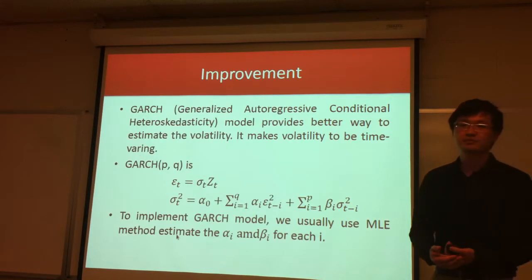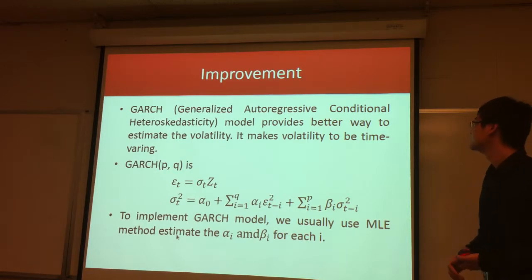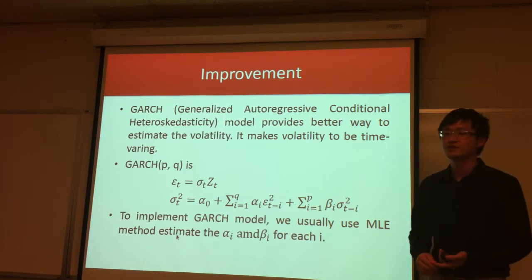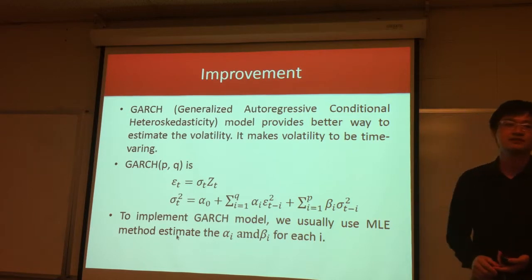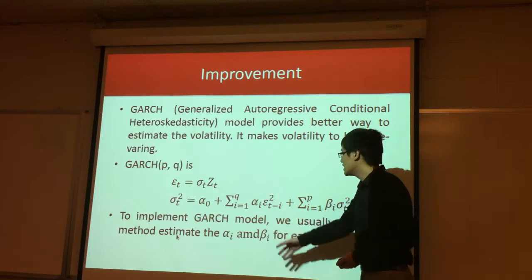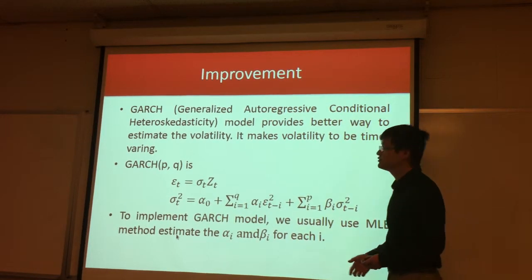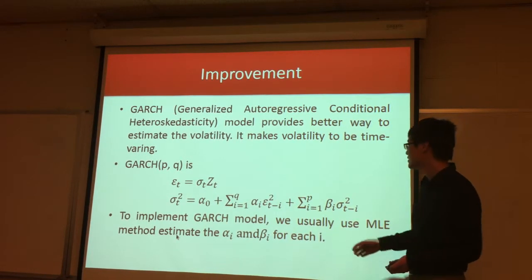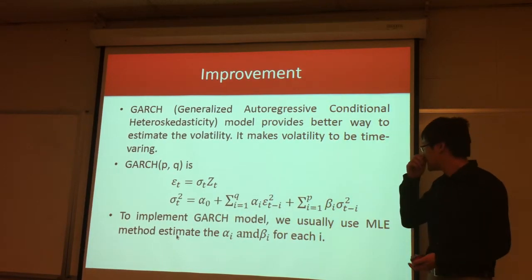There are many models, and the popular one is the GARCH model. The GARCH model provides a better way to estimate volatility because it allows volatility to be time varying. This equation shows the GARCH model. It means that the volatility today is affected by the volatility in the past and the squared return in the past.